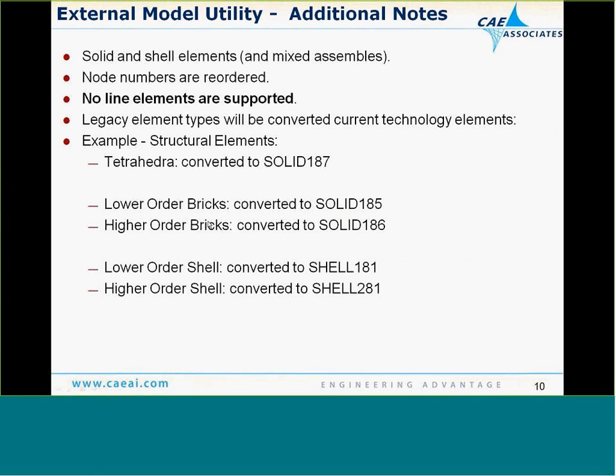This works for solid and shell elements and also mixed assemblies of solids and shells. Be aware that the node numbers are reordered. There is an option inside FE Modeler to suppress nodal reordering. So if you are using particular node numbers for different boundary conditions or things like that, you may not want to use this utility. You might want to use the full FE Modeler interface and instruct it not to reorder the node numbers. Important, no line elements of any kind are supported. So no beams or spars or anything else will be recognized by FE Modeler. That is just a limitation of the FE Modeler utility.